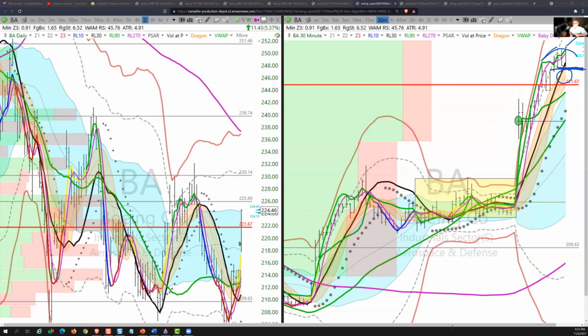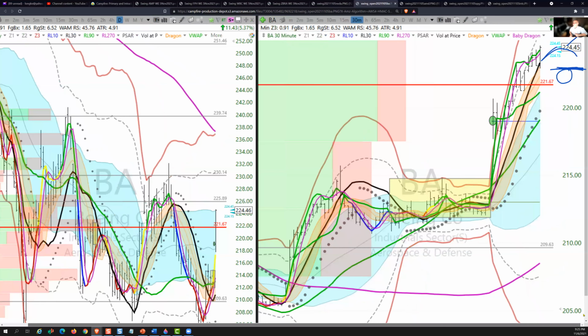So I think that's what I would recommend. That price is probably, I'm going to guess, about 223, but you can figure that out. But that's a massively good win also, at least 2R.